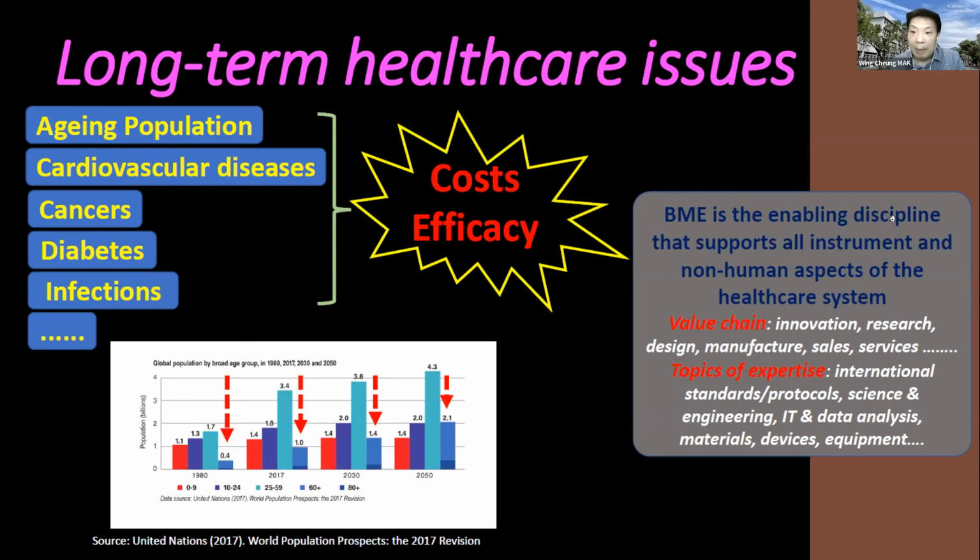So what BME is doing here is trying to support new instrumentation and also the non-human aspects of the healthcare system. We provide a lot of new tools for prevention, protection, and treatment. We are working on the value chain via innovation, design, material, manufacturing, and so on. We need expertise from different disciplines, like engineering, nursing, doctors, hospitals, and telecommunication. We also need to work with IT people on data analysis. So it's a very interesting multidisciplinary area that has unlimited opportunities for us.